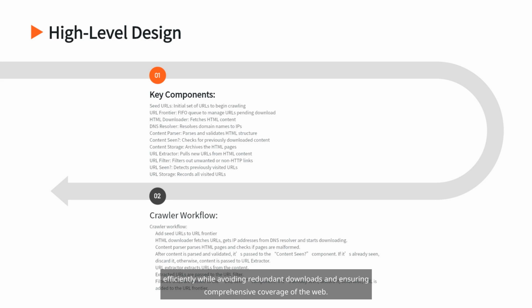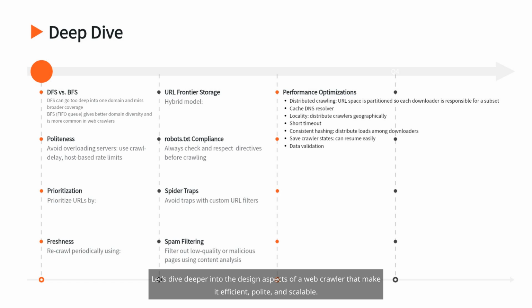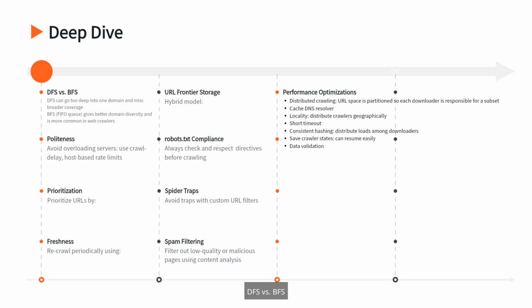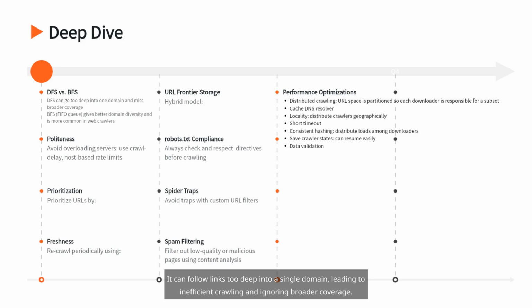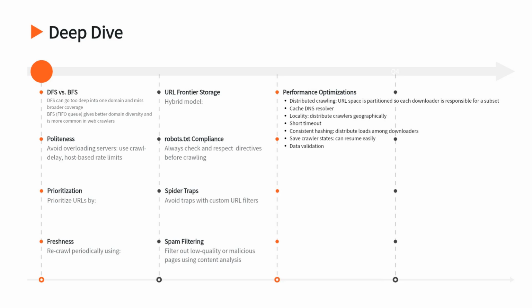Let's dive deeper into the design aspects of a web crawler that make it efficient, polite, and scalable. 1. DFS versus BFS. Depth first search, DFS, isn't ideal here. It can follow links too deep into a single domain, leading to inefficient crawling and ignoring broader coverage. Breadth first search, BFS, implemented using a FIFO queue, is more suitable. It helps maintain better domain diversity and coverage, especially early in the crawl.